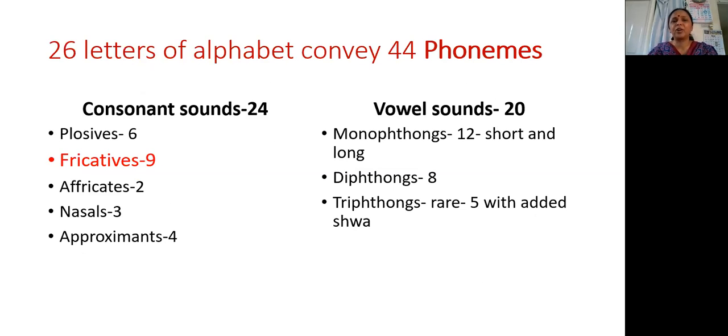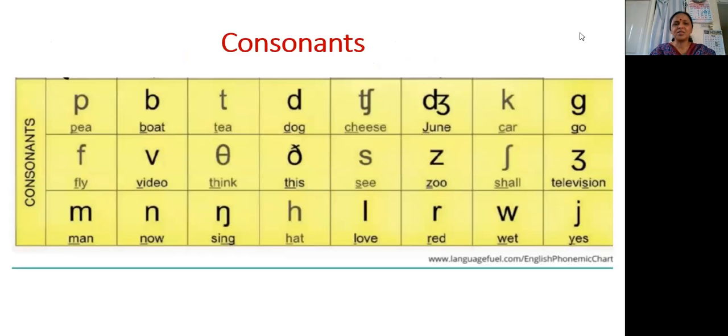In that you have consonant sounds are 24, vowels are 20, 12 short and long, and diphthongs and triphthongs together vowel sounds are 20. In consonants 24, which we'll be studying in semester 2, there are 6 plosive sounds, 9 fricatives, 2 affricates, 3 nasals, and 4 approximant sounds. Now these are the consonant sounds.